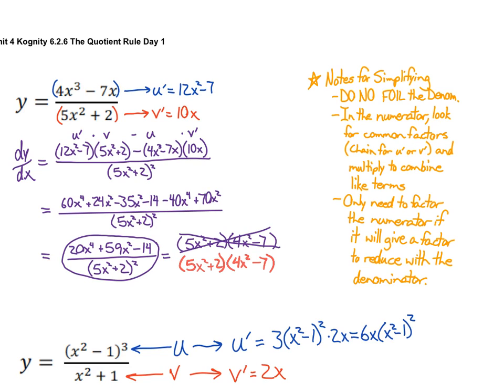So now, if I check the outers and inners, I get a negative 35x squared and a plus 8x squared. Is that going to give me 59x squared? No. So that means that there's no way I can factor the numerator and get something that will cancel with anything on the denominator. So I'm not going to bother factoring at all at this point. Okay?